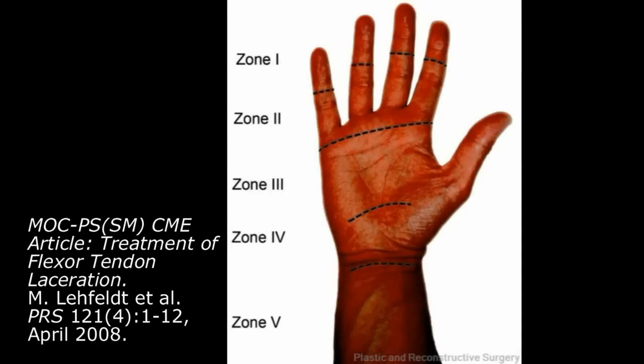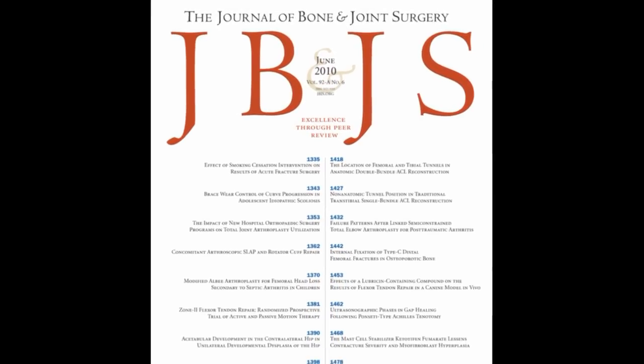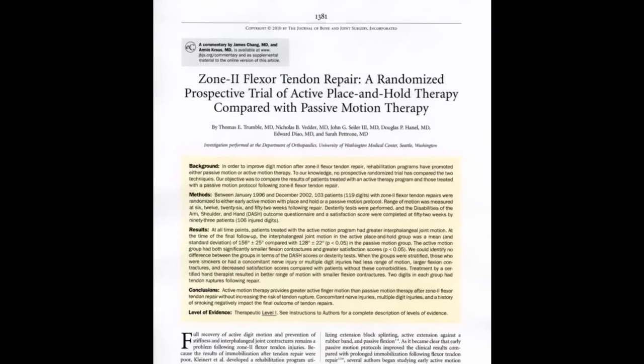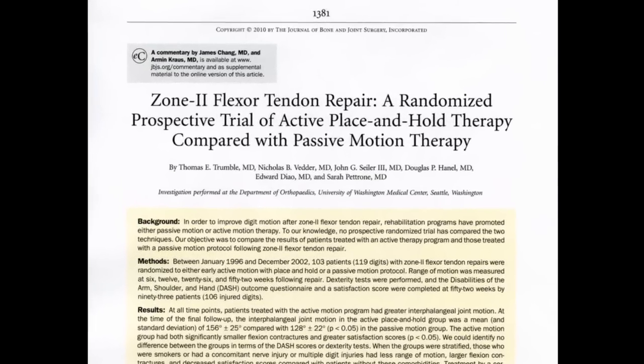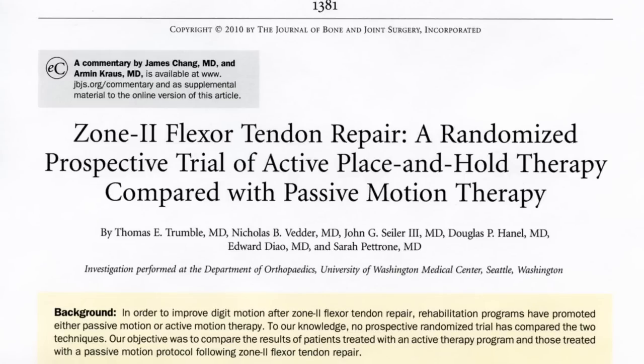Overall, this is a very well designed and well carried out systematic review of the literature. And at the time that this study was performed, there were no randomized controlled trials in the literature that compared the classic types of rehabilitation protocol for Zone 2 flexor tendon injuries. So the authors were attempting to fill a real void in the literature. It should be noted that since this study was performed, one randomized controlled trial comparing active place and hold protocol versus a passive-only protocol has been published, and the results of this study support the findings in the study that we're discussing today.